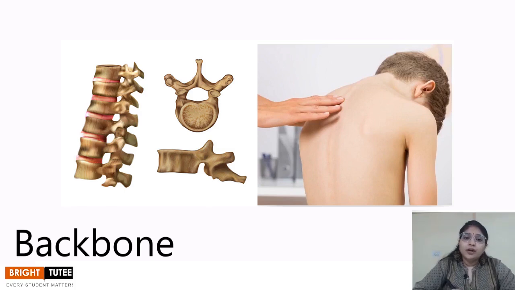So these vertebrae are total 33 in number. How many? There are total 33 vertebrae, and together with your ribs, these backbones form the rib cage, right? So this is what we call the backbone. Remember, the backbone is made up of 33 small bones that are known as the vertebrae.